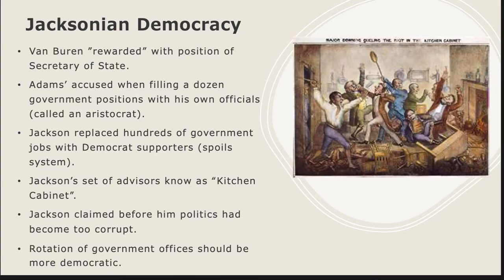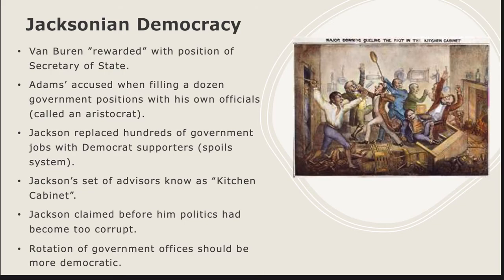Jackson's cabinet is going to be filled with all of his supporters to the point where we start calling it the kitchen cabinet, because many of the people who were put in his cabinet weren't qualified for the positions, but they had helped him get elected, and he promised them under the spoils system to reward their loyalty, and he does just that. Jackson claims that before him, politics was corrupt, that nobody could do it like he did it, that he was going to be this new face to the presidency.